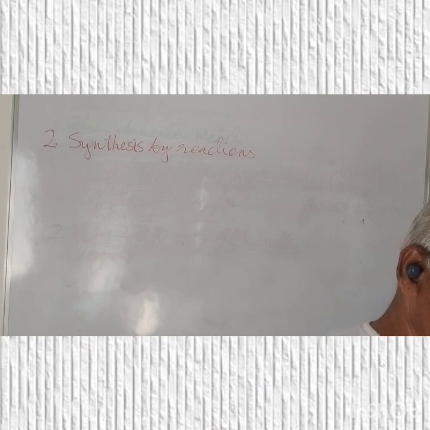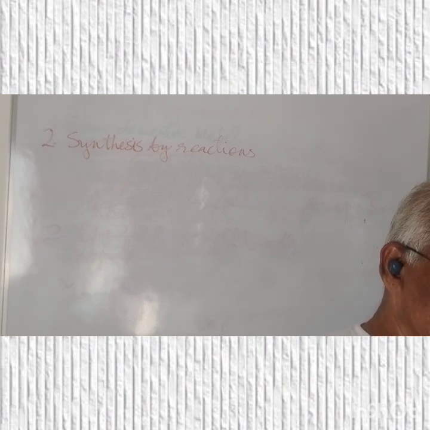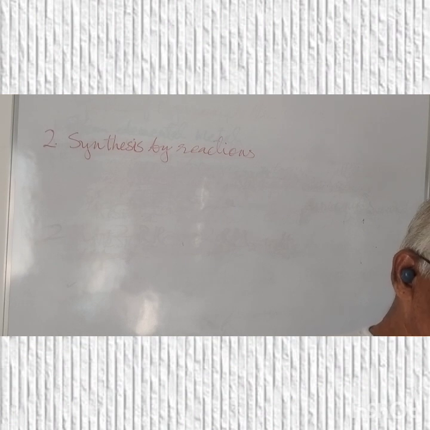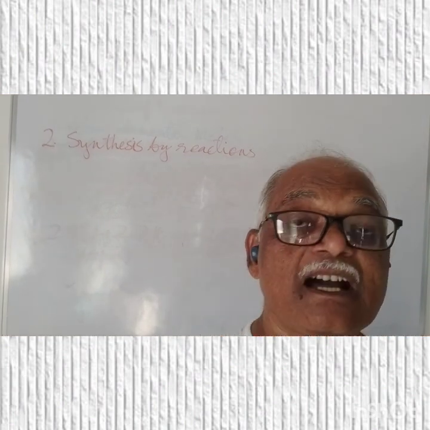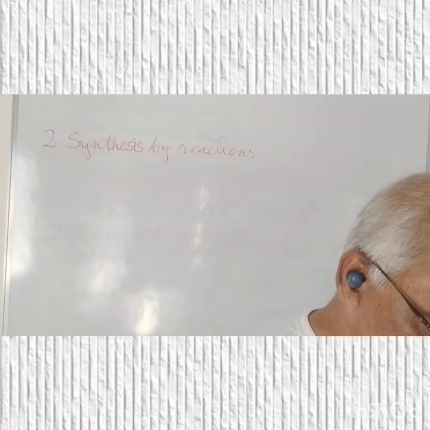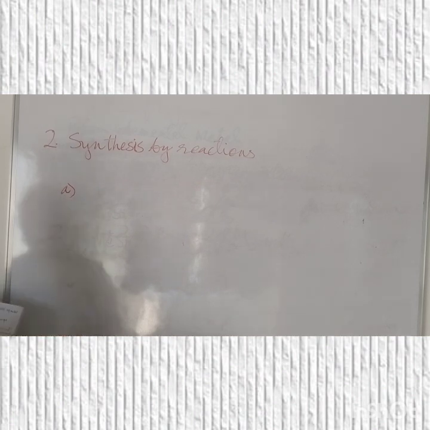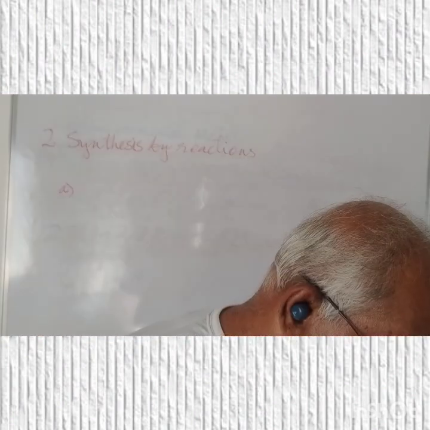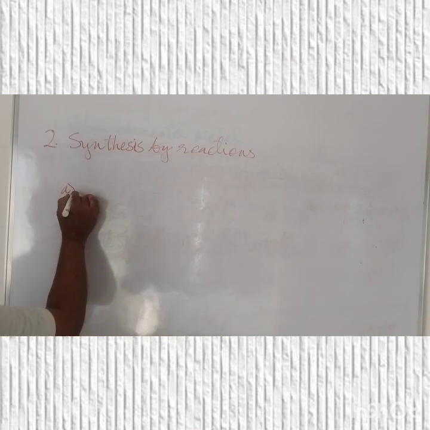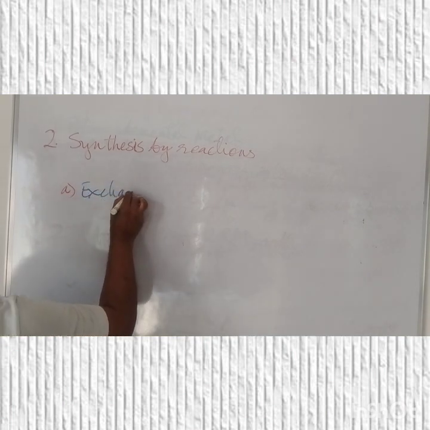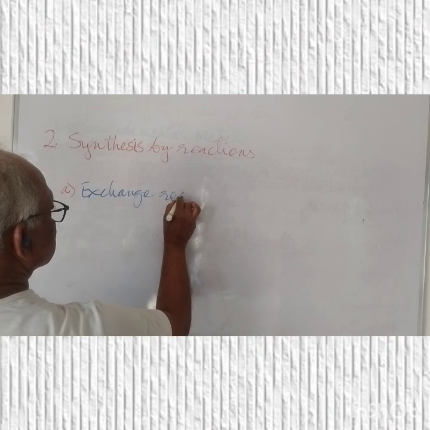In this type of methods, the reactions most commonly used to prepare the organometallic compounds are shown here as representative methods, and these are shown here as variety of types. So for example, one is exchange reactions.